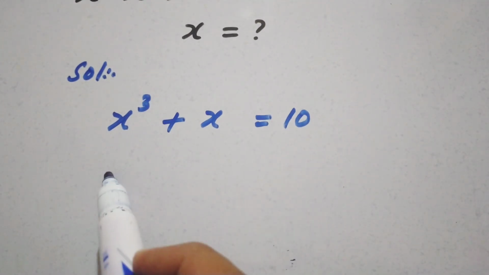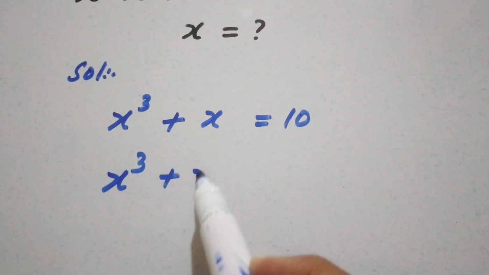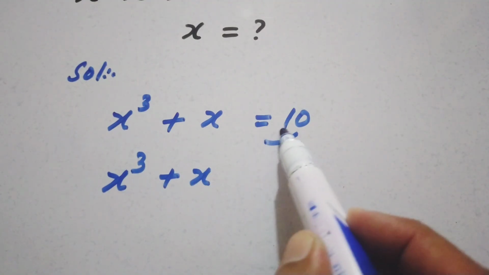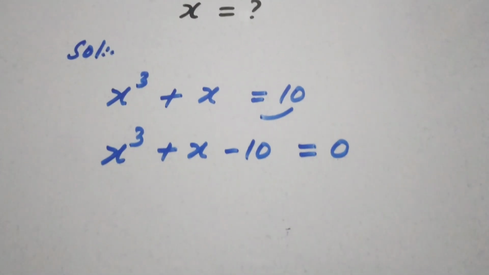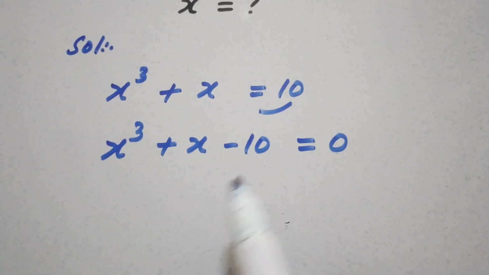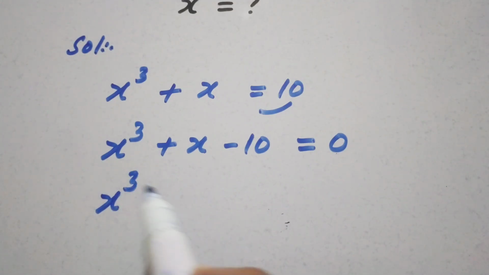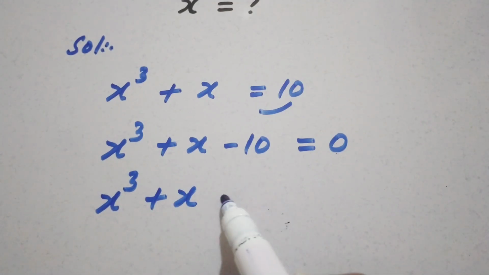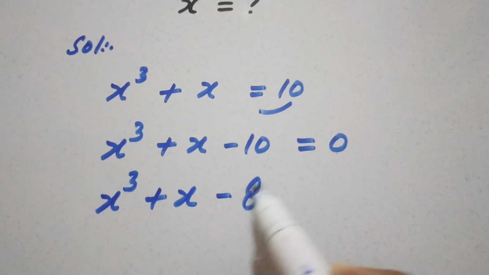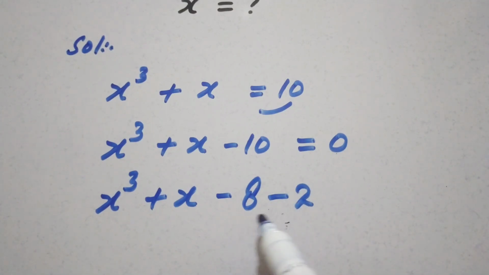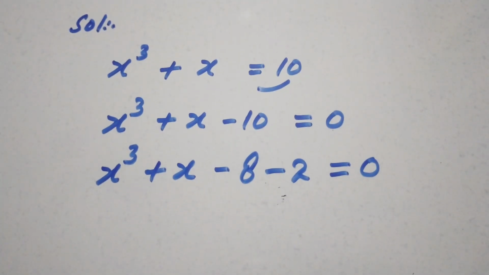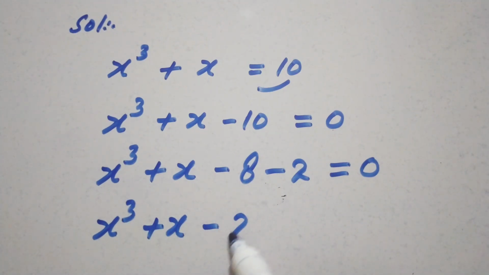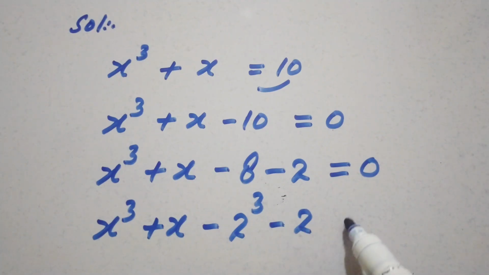Now in the next step, moving this 10 from right hand side to left hand side, this will become negative 10, and now this is equal to 0. Now by splitting this negative 10, x cube plus x, we can write this as minus 8 minus 2. Minus 8 and minus 2, we get minus 10. This is equal to 0. Now x cube plus x minus 8, we can write this as 2 cube minus 2, this is equal to 0.